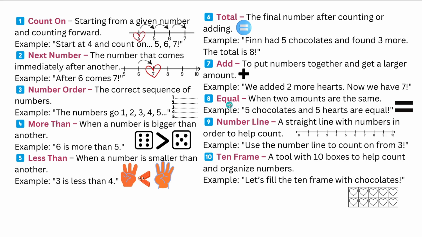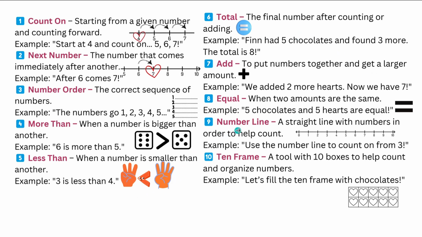The next word is equal. When something is equal, two amounts are the same. So 5 chocolates are equal to 5 hearts. Another example is you have 5 fingers on one hand and 5 fingers on your other hand. Both amounts are equal.